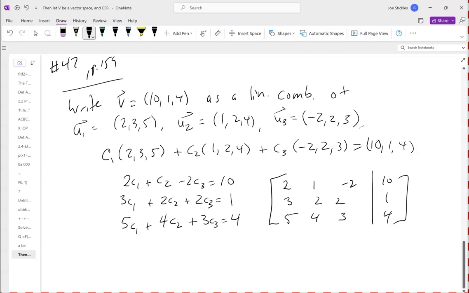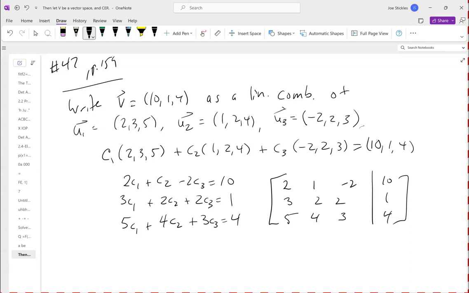Now, one thing I want you to notice before I go over and solve this is look at the first column. What does the first column here correspond to? Yeah, U1, exactly. The second column is U2. The third column is U3. The last column is V. So notice that I can put these right in immediately. I didn't have to do this intermediate step. It's going to work this way every single time. I can just put these vectors in columns and make my matrix.